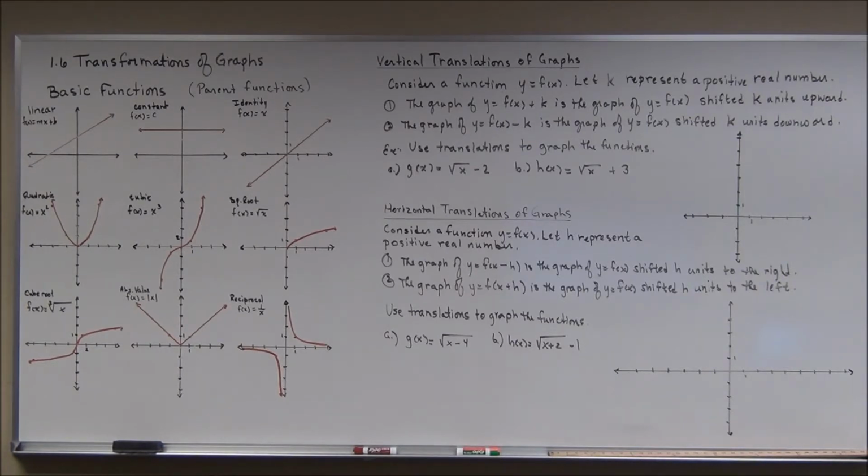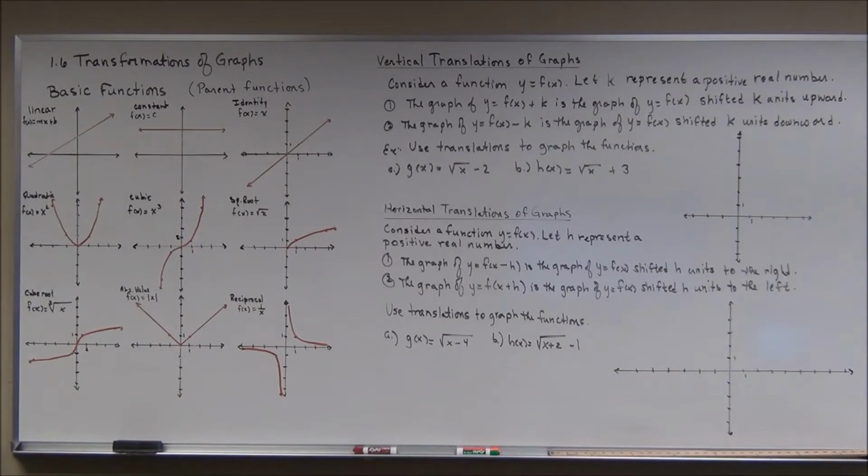Alright, we're going to get started in section 1.6, transformations of graphs. Now we've already done some graphing, and as you can see up on the board I have 9 basic functions graphed out. These are sometimes referred to as the parent functions because a lot of what we graph in pre-calculus, at least until we get to the trigonometry part, we're going to be using some variation of one of these parent functions. So it's good to be familiar with them.